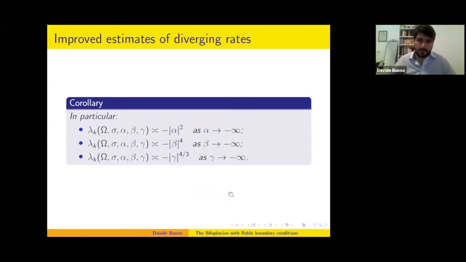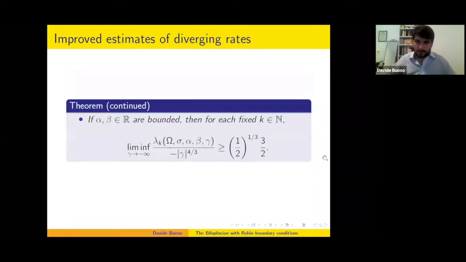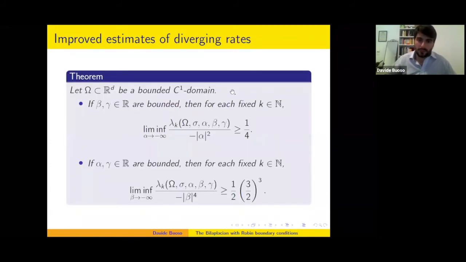Now, of course, these are just estimates, and we do not have the precise constants in front of them, even though we expect that the constants are going to be the ones that we found here. Now, one thing that is important to say is that when beta and/or gamma are equal to plus infinity, these estimates are not available yet, in the sense that this last theorem is true only for the full Coban in H2, where beta and gamma are in R.